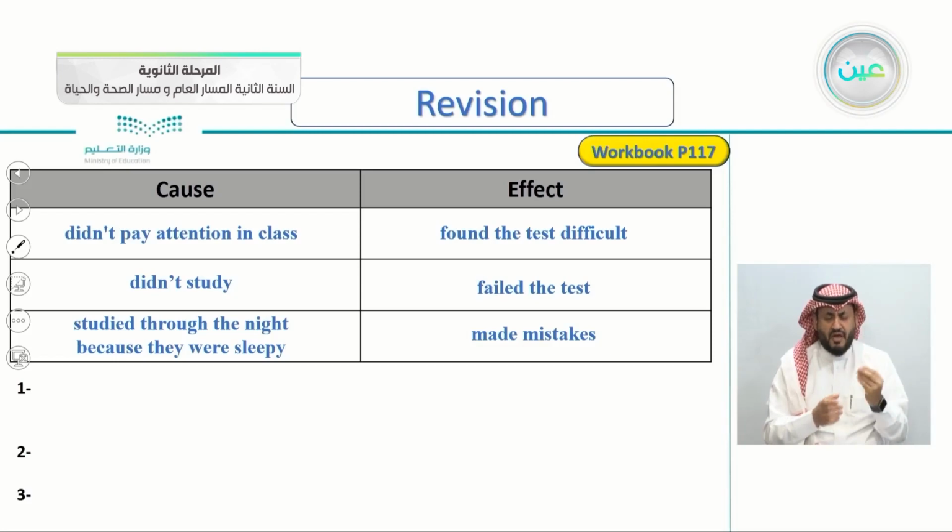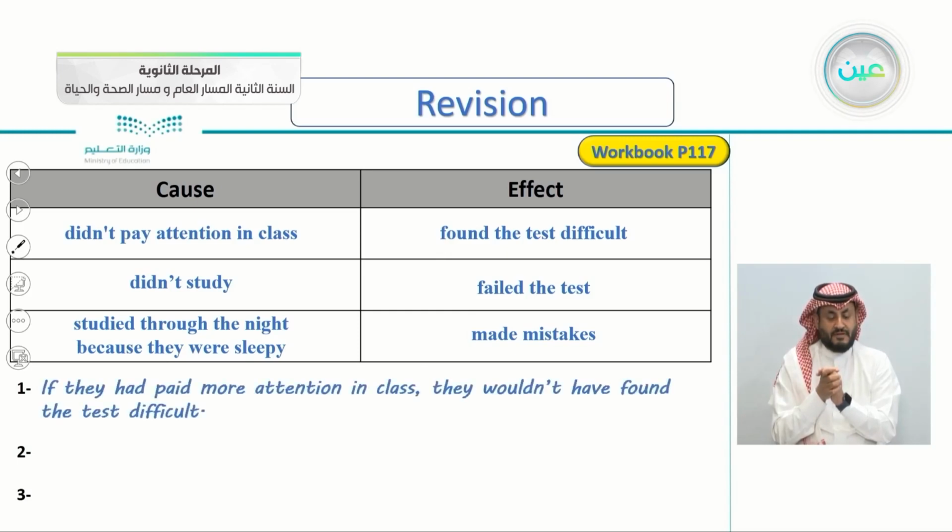So here we have three causes: didn't pay attention in class, didn't study, studied through the night because they were sleepy, and the effects here: found the test difficult, failed the test, and made some mistakes. Now we will be writing some sentences using these causes and effects.